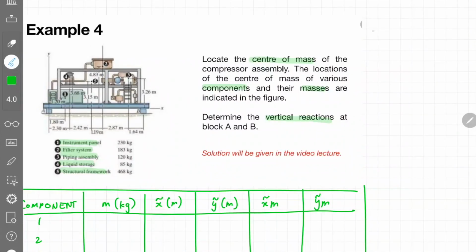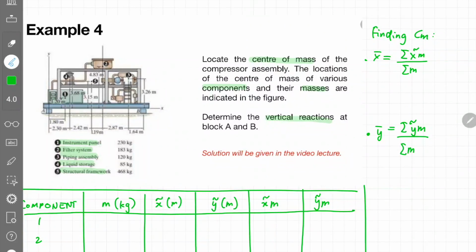Okay, now if you want to find the coordinate of the center of mass in the x direction, the x bar, the formula is the summation of x curve multiplied with the mass, divided by the summation of the mass. Accordingly, the coordinate in the y direction, the y bar, will be equivalent to the summation of y curve multiplied with the mass, divided by the summation of the mass.